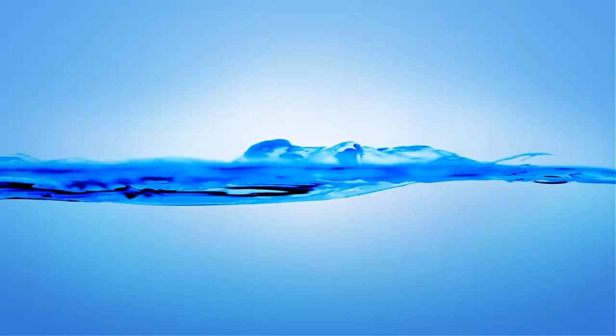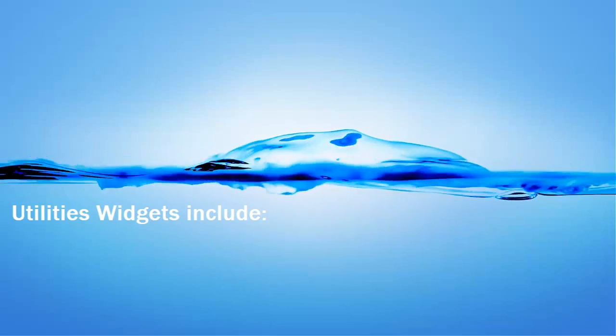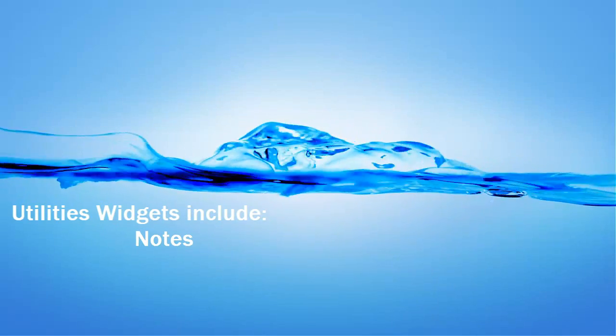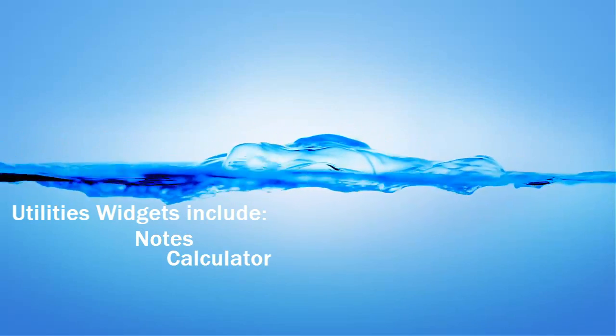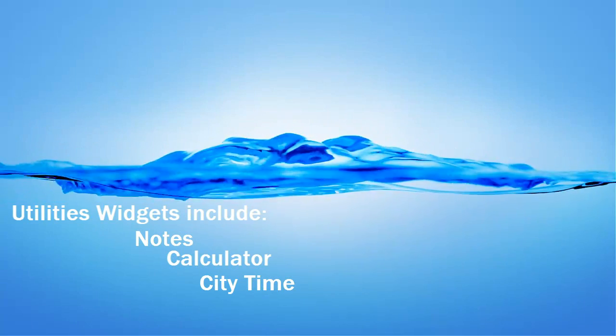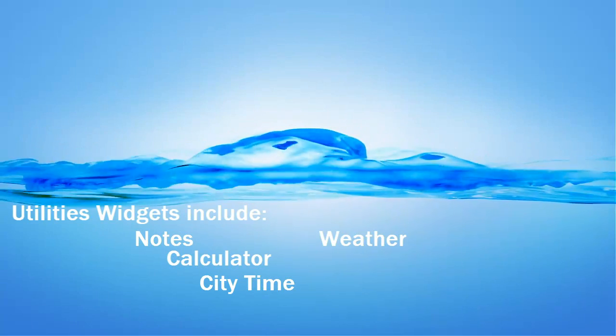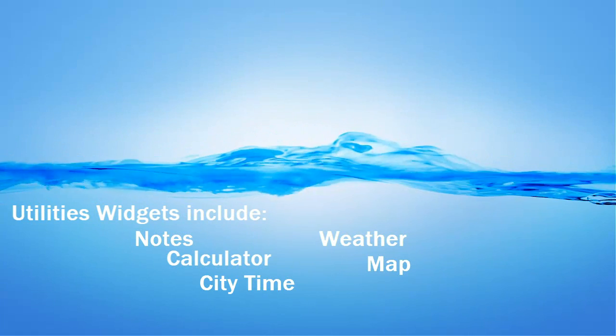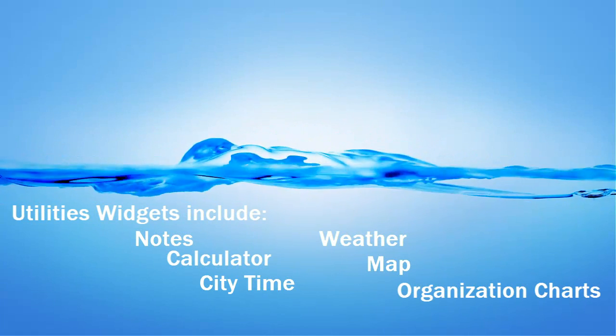The utilities widget. There are a number of small and useful widgets that we can incorporate into our blog or website. These include the notes, the calculator widget, city time, weather widget, maps, or the organization chart, which are included under the utilities head, and they are very useful in our blog or website.